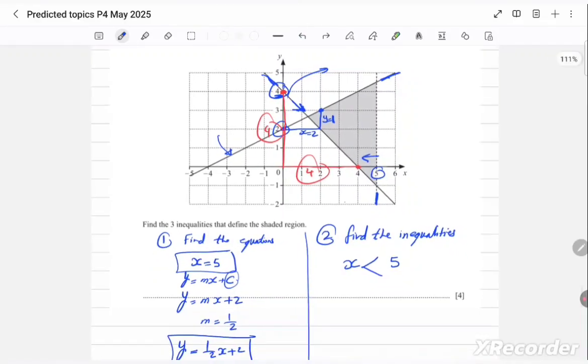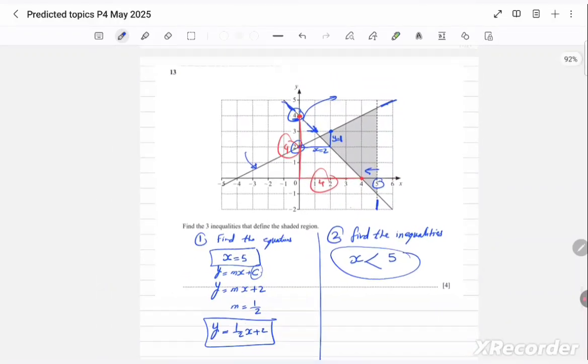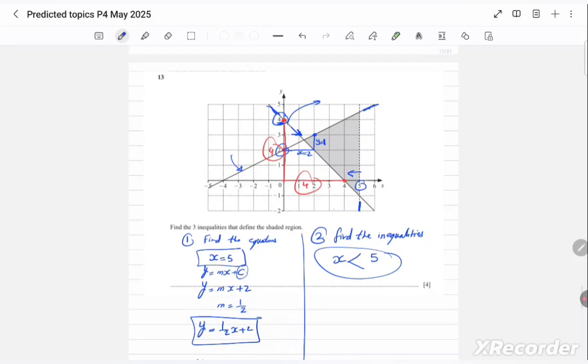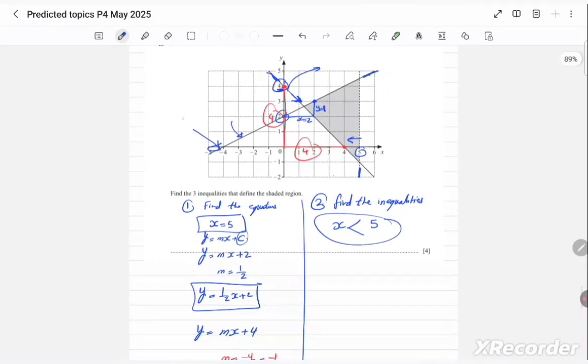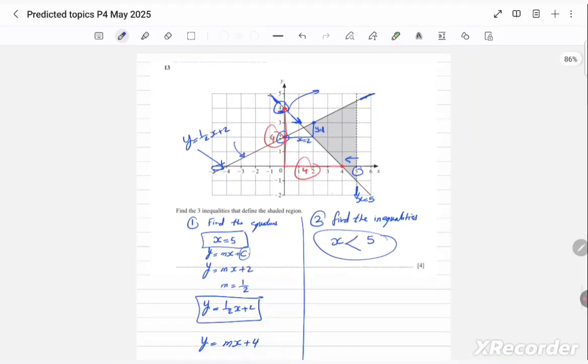So we found the first one. Let's move to the second one. Next, let's take this line. We said that this line, the increasing one, is 1/2 x plus 2, and this is x equals 5. I'm writing the name of each line on the line to make it clear for us and to decrease mistakes. Next line, this one, y equals 1/2 x plus 2.